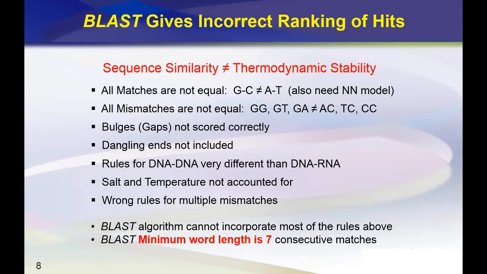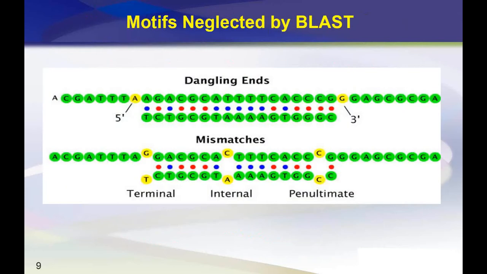And that becomes extremely important in finding all of the thermodynamically stable hits. All right, so here's an illustration of some of the motifs that are neglected by BLAST. So the dangling end. Here is a short oligonucleotide hybridized to a much longer genomic DNA. And it's not just the pairing regions that matter. These extra dangling ends also make a contribution.